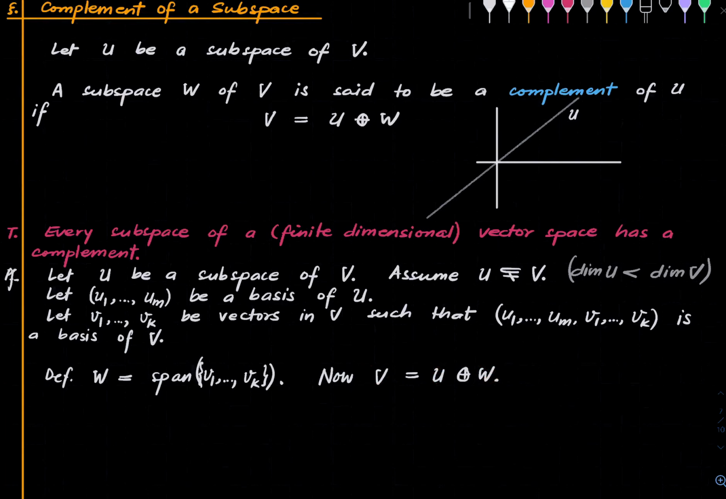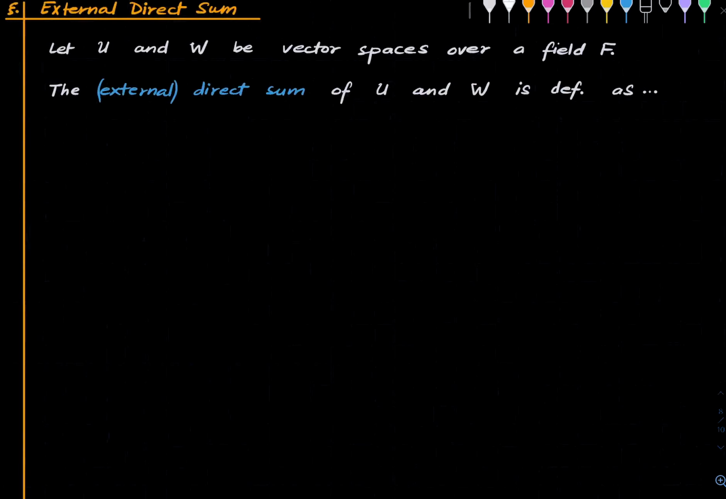And now finally, we will talk about the external direct sum. So suppose U and W are vector spaces over a field F. So they are independent vector spaces. They are not subspaces of some common vector space. They are just vector spaces in their own right over the same base field. So it's not like this is a real vector space and this is a complex vector space. No, they are both over the same base field. Then we can form the external direct sum of U and W as follows.